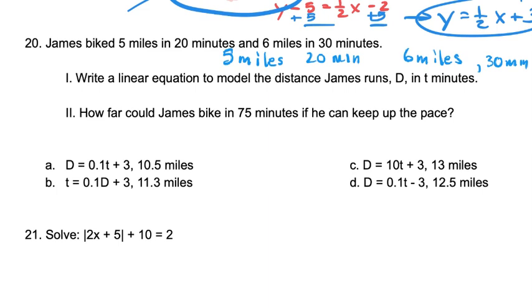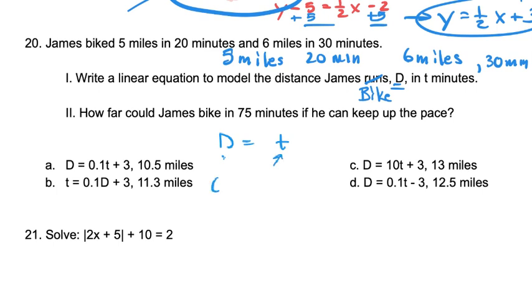Write a linear model to model the distance James bikes, d, in t minutes. So d equals something in t minutes. How far could James bike in 75 minutes? Okay. Basically, they've given us 2 points. We've got to figure out which one's x and y. Since they want us to calculate distance, we'll call that our y. And since they want it in terms of time, we'll call that our x.